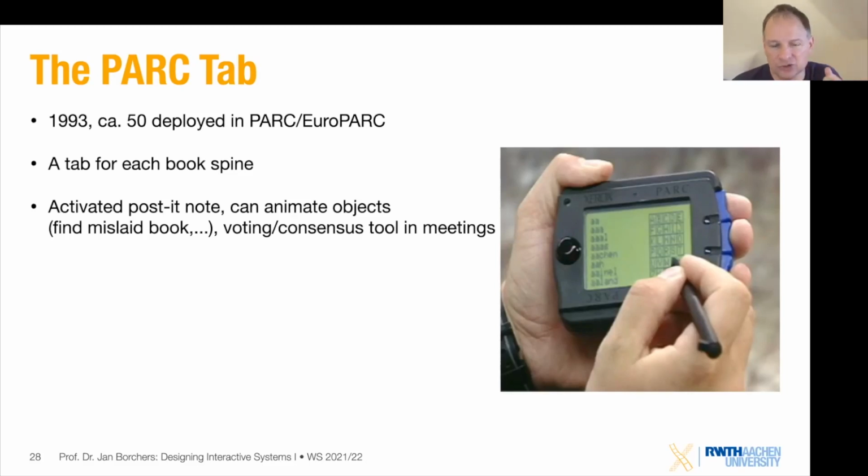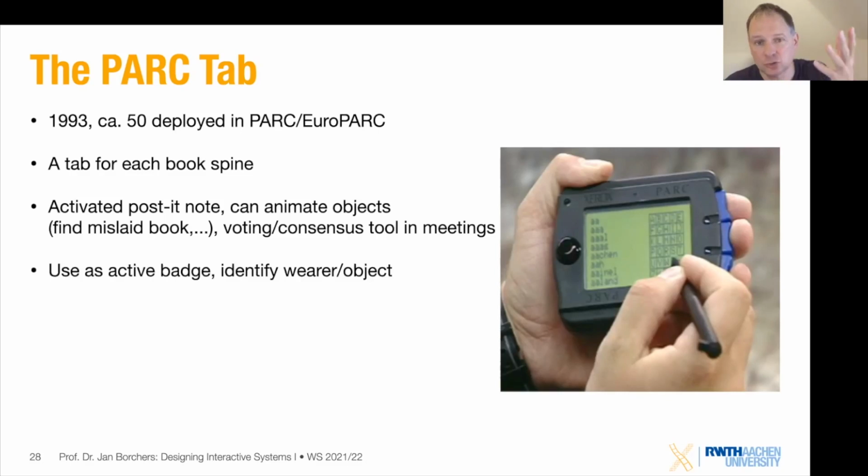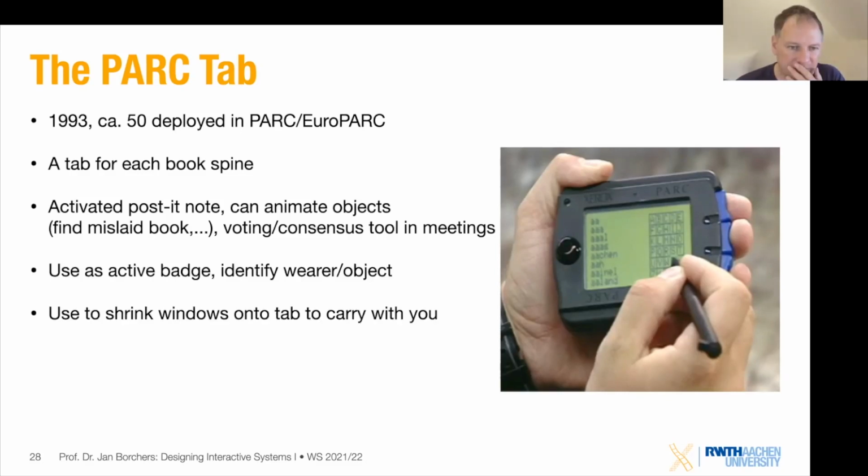But it could also be a personal tool that you use for voting or consensus finding in a meeting. You could wear it as an active badge that would let you into rooms because it would let you identify yourself as the wearer or identify the object that it's attached to. And you could take a window from a large whiteboard and just basically zoom it down and put it on your tab to take it with you into your office to continue working on something.